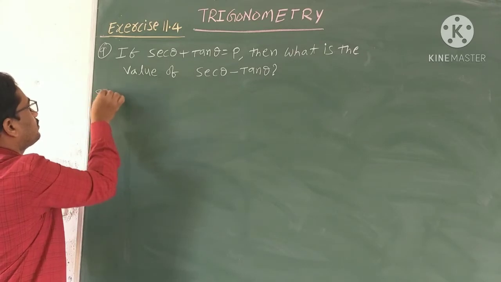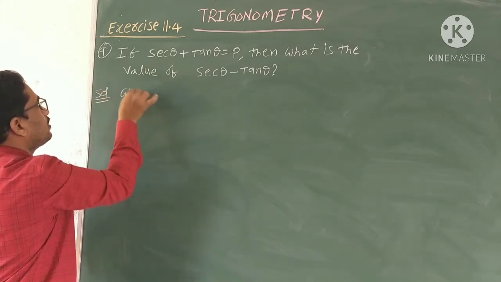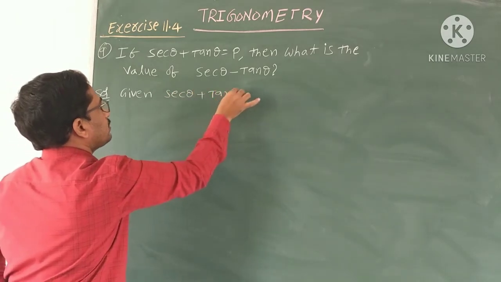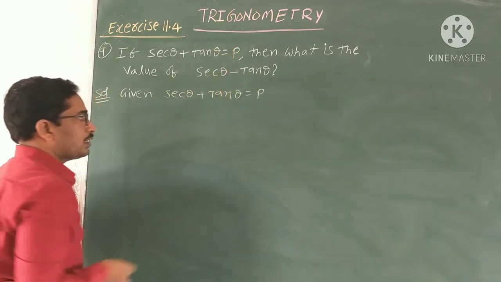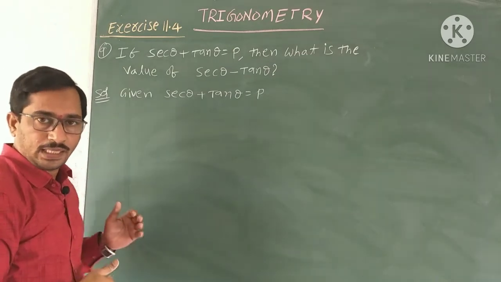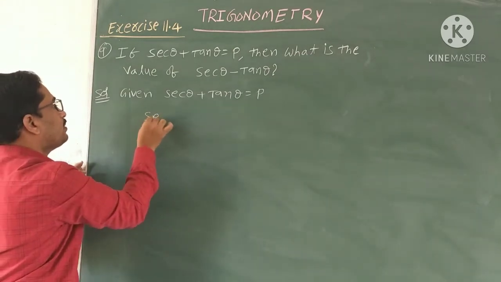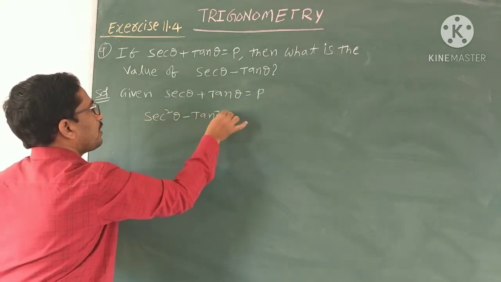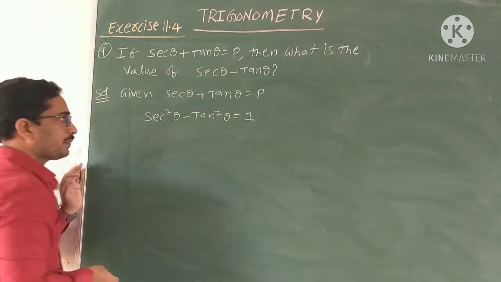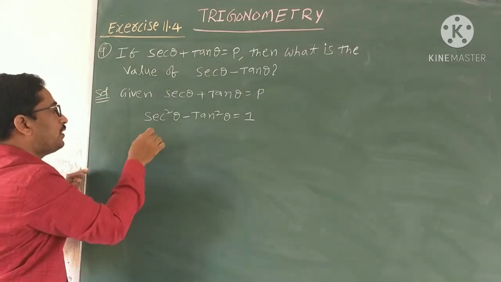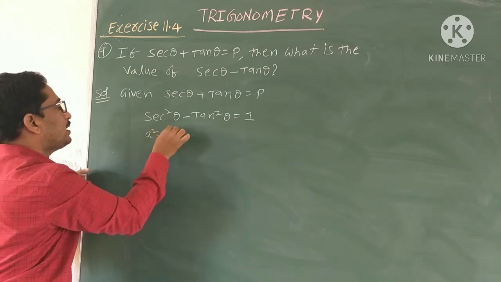See the solution. Given sec theta plus tan theta is equal to P. So what is the relation between sec theta and tan theta? Right, very good. From identity 2, there is a relation between sec theta and tan theta: sec square theta minus tan square theta is equal to 1. So it is in the form of a square minus b square.